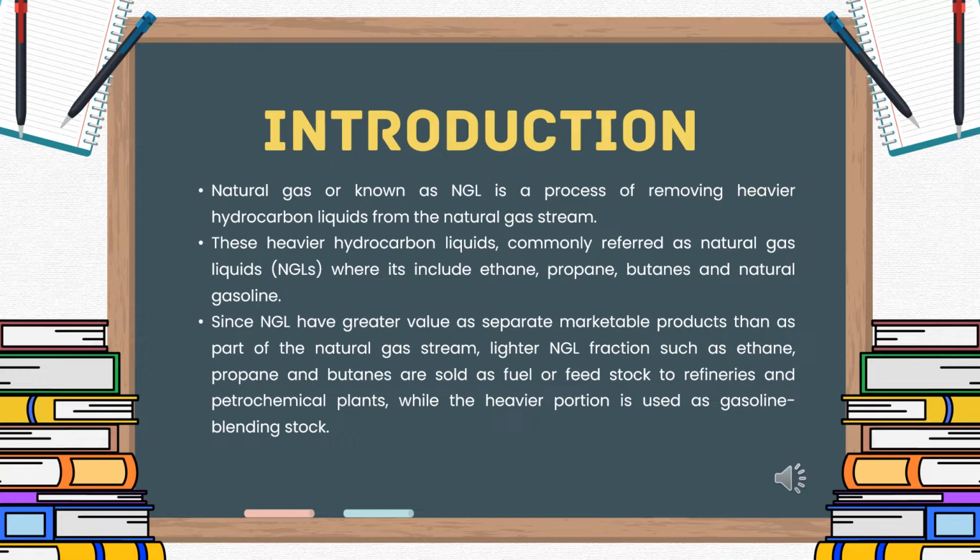Since NGL have greater value as separate marketable products than as part of the natural gas stream, lighter NGL fractions such as ethane, propane, and butane are sold as fuel or feedstock to refineries and petrochemical plants, while the heavy portion is used as gasoline blending stock.